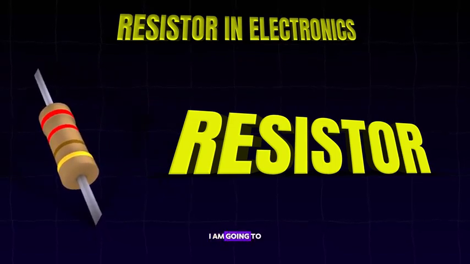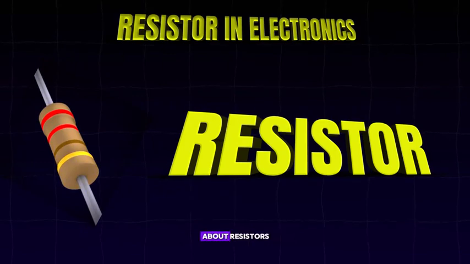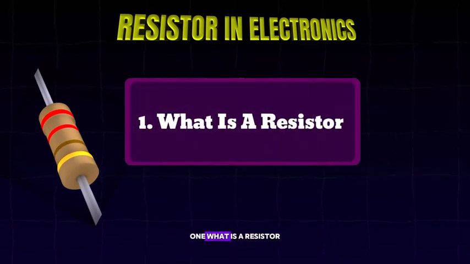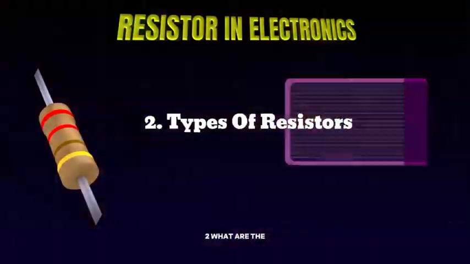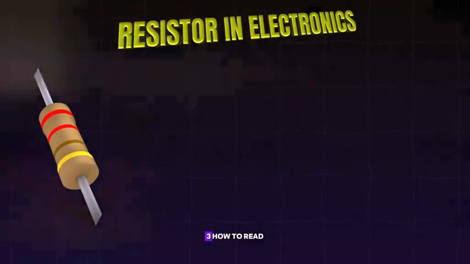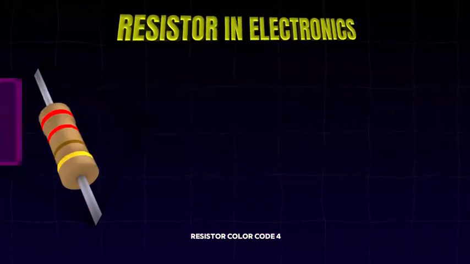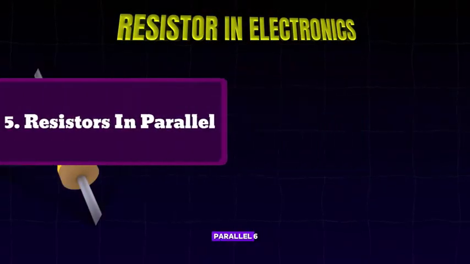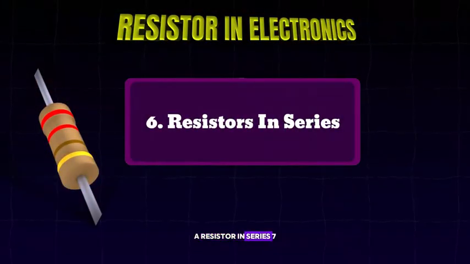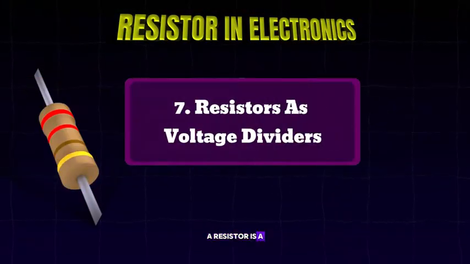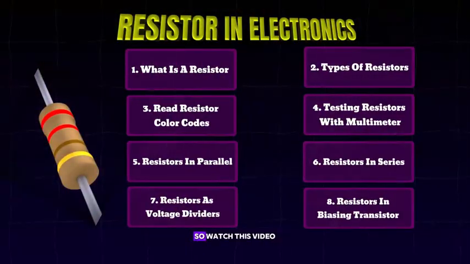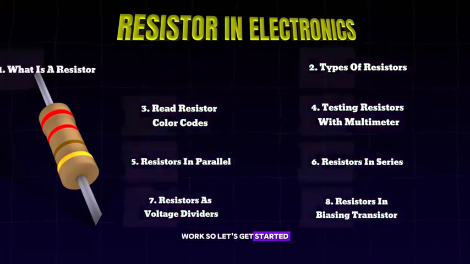In this video, I am going to walk you through almost everything you need to know about resistors. I will explain and show you practically the working of 1. What is a resistor? 2. What are the types of resistors? 3. How to read resistor color code. 4. How to read a resistor with a multimeter. 5. A resistor in parallel. 6. A resistor in series. 7. A resistor as a voltage divider. And 8th, a resistor used in biasing a transistor. So watch this video to the end so you will have a better understanding of how resistors work. So let's get started.